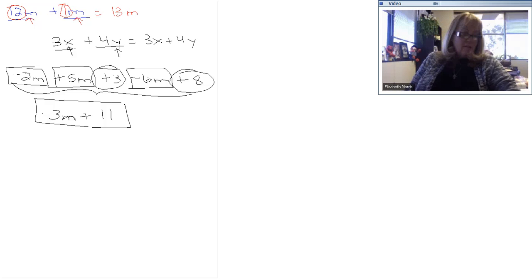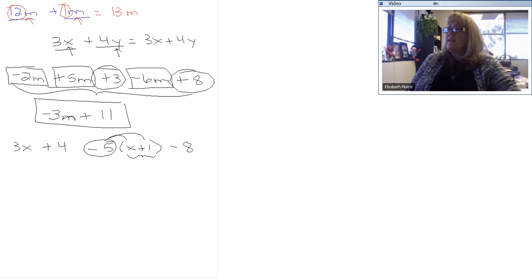All right, 3x plus 4 minus 5 times x plus 1 minus 8. There's some things we have to do here. First of all, I have parentheses, and I can't add x and 1. I have to distribute. And what am I distributing? A negative 5. So 3x plus 4, negative 5 times x is negative 5x, and negative 5 times 1 is negative 5, minus 8.